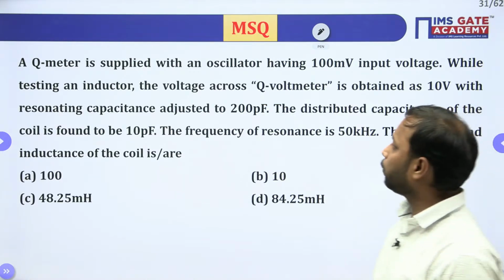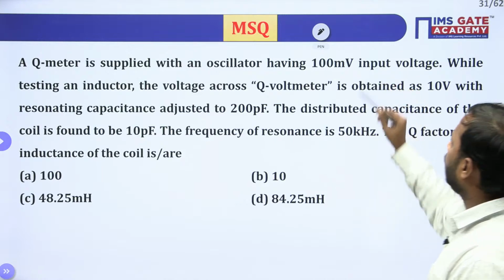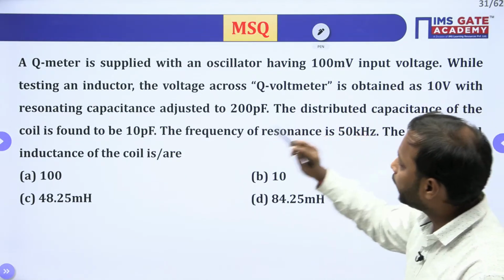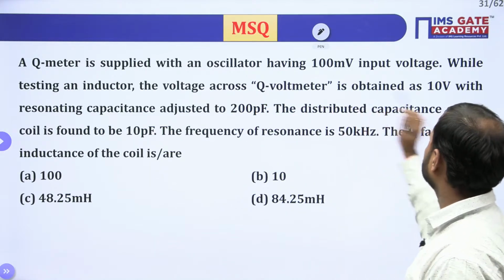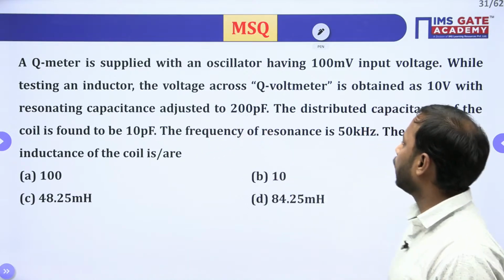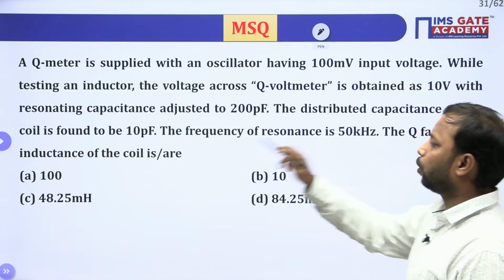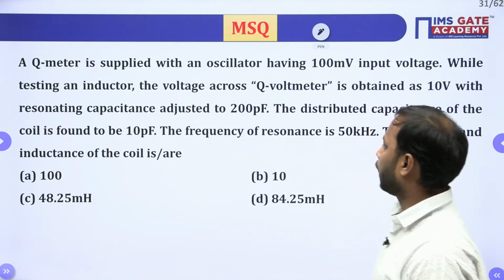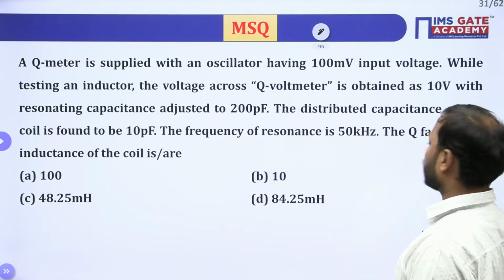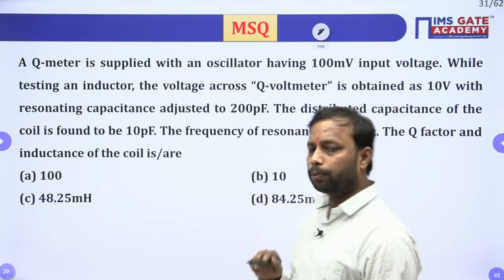This is an MSQ type of question, where a Q meter is supplied with an oscillator having 100 millivolt input voltage. While testing an inductor, the voltage across the Q voltmeter is obtained as 10 volt with resonating capacitor adjusted to 200 picofarad. The distributed capacitance of the coil is found to be 10 picofarad. The frequency of resonance is 50 kilohertz. The Q factor and the inductance of the coil are R. So we need to find which of the following options are correct.